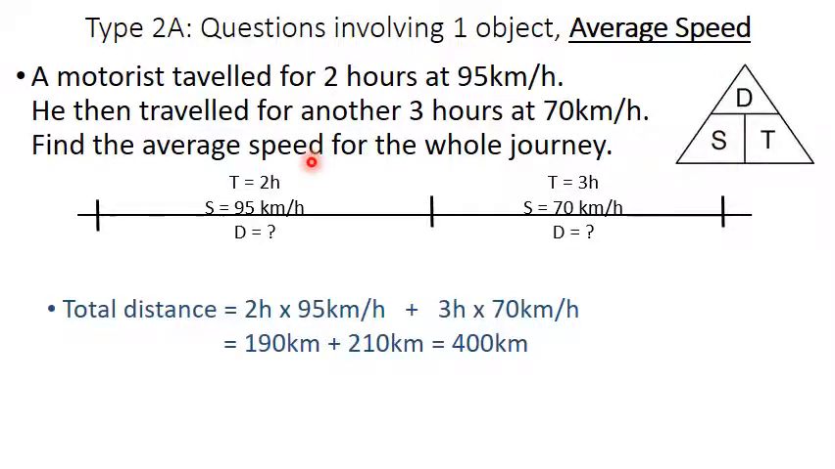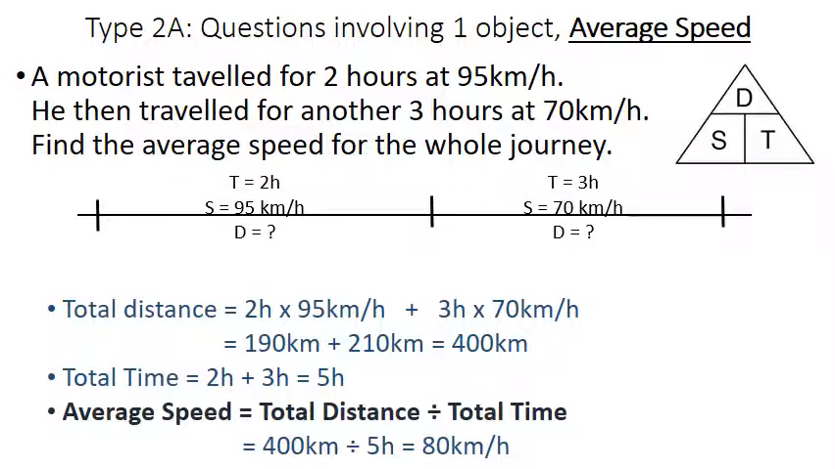So first, we find the total distance. 2 times 95, we get 190 for first part of the journey. 3 times 70 equals to 210. So total, we have 400 kilometer. So we want to find the average speed. Average speed equals to total distance divided by total time. So we need to find the total time, which is 2 hours plus 3 hours. Then we can solve the question. 400 kilometer divided by 5 hours, we get 80 kilometer per hour is our average speed. So this is the first type of type 2.